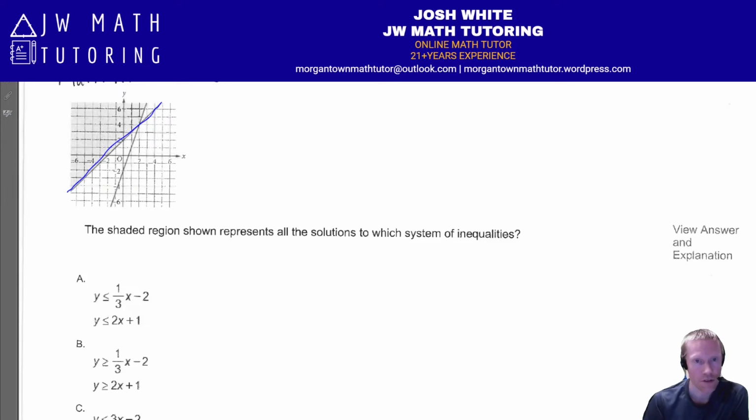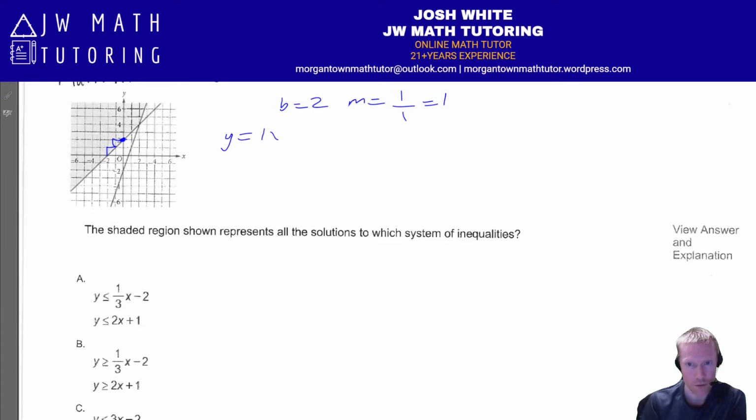So notice that this line, let me just delete that. Okay, first of all, it has a y-intercept of 2 right here. So its b value is 2, and its slope is basically up 1, right 1, up 1, right 1. So its slope is just positive 1 over positive 1, or we could just say 1. So this line is just going to be y equals mx plus b, or y equals 1x plus 2.